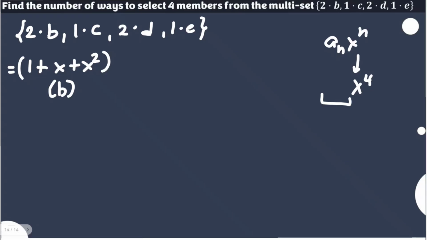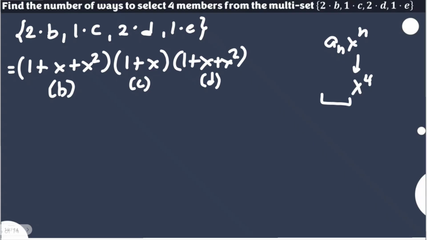Now for our c, since there's only 1, c may not be selected, or c may be selected once, because there's only 1 c. It cannot be selected more than once, right? So there's a possibility it would not be selected. So for example, I'll be selecting 2 b's and 2 d's. Definitely c is not part of that selection of 4 members. Okay, now this is for our c. For d, that's similar to our b. That's 1 plus x squared. That's for our d. And for our e is also 1 plus x.